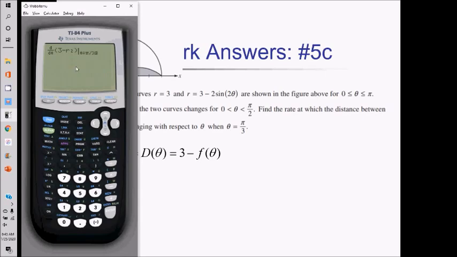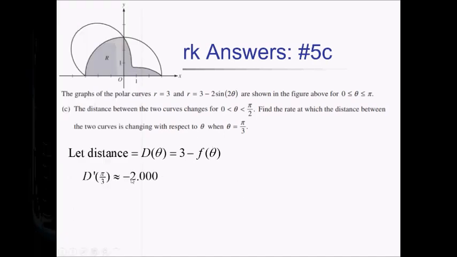Here's what that plug-in looks like on my calculator. I'm taking the derivative of 3 minus R2, that's where I stored f of theta, at pi over 3. Press enter, and that looks to be approximately negative 2.0. It's probably negative 2. I'll just write this though, and that's accurate to 3 decimals, so we're good.